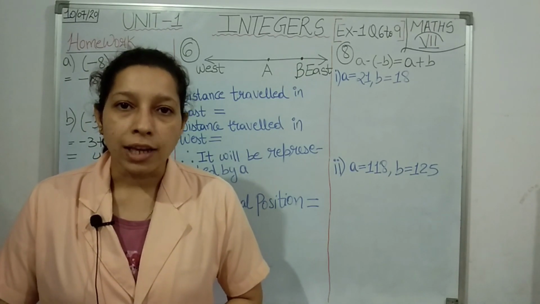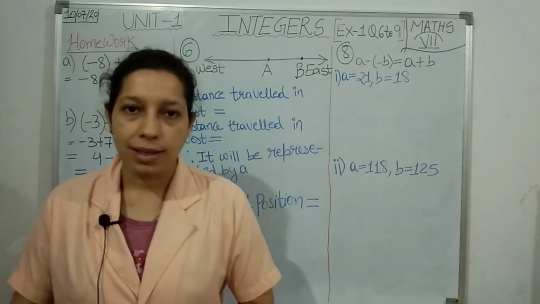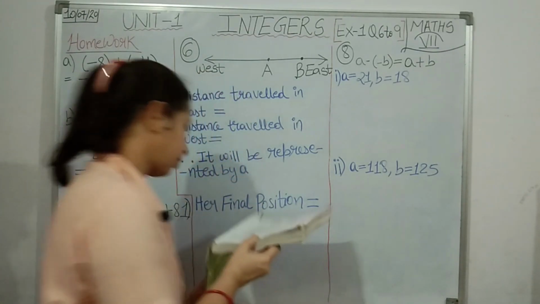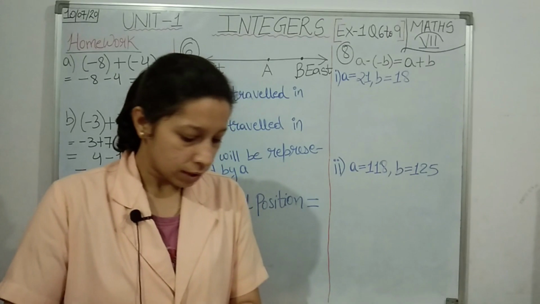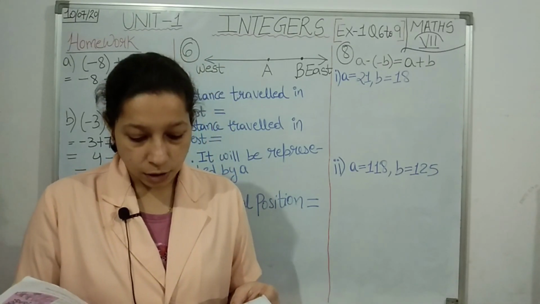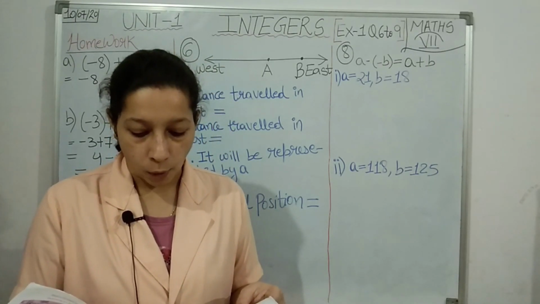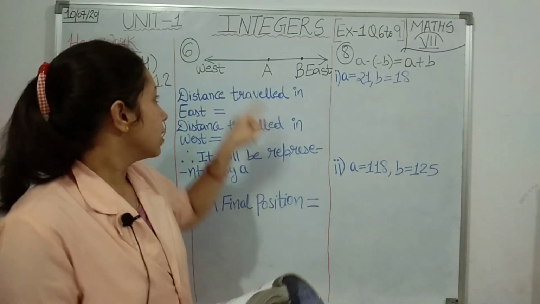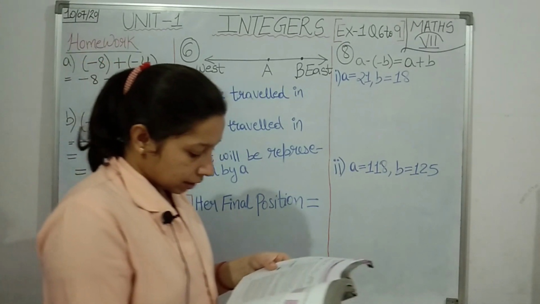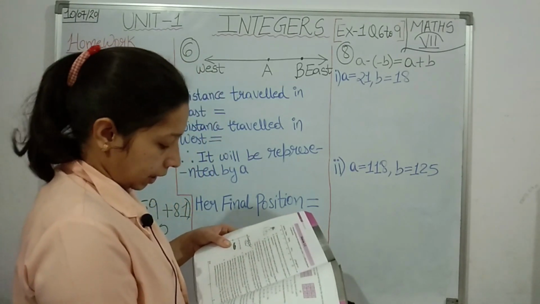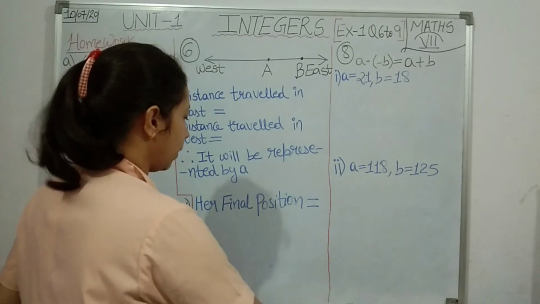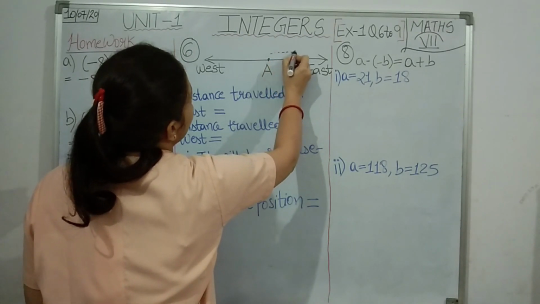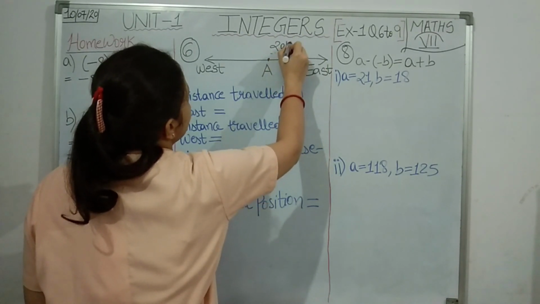Okay, again open your textbooks and look at question number 6 students. Look into your textbooks. Rita goes 20 km towards east from a point A to the point B. See, I have made the line given in your textbook, same line. So Rita is going towards east from point A to point B. Rita is starting from here students. From point A to point B she is going and she is covering the distance of 20 kilometers.